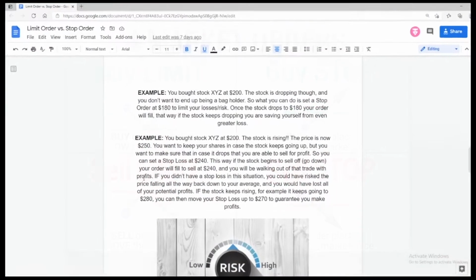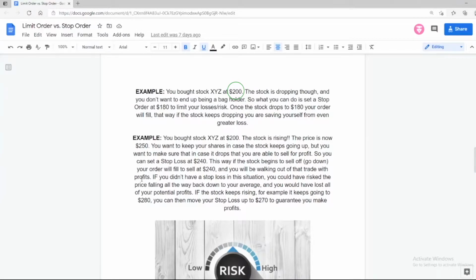So you bought stock XYZ at $200. The stock is dropping, going down, and you don't want to end up being a bag holder. So what you can do is set a stop order at $180 to limit your losses and limit your risk. Once the stock drops to $180, your order will fill if there's volume. That way, let's just say the stock keeps going down, you're saving yourself from even greater loss, because let's just say that you're okay losing $20 a share.